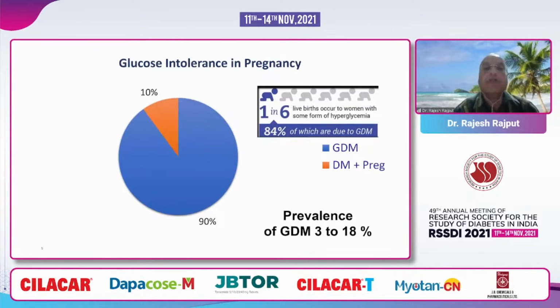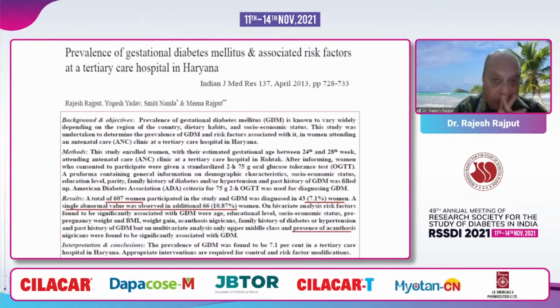There is a huge prevalence of glucose intolerance in pregnancy, but what is important to understand is that 90% of the glucose intolerance in pregnancy is because of GDM. Now we have done some of our own study from Haryana. This is a study where we tried to find out the prevalence of gestational diabetes, which we found to be around 7%, and the number of risk factors. Why I'm showing you this is because whenever we talk of prevention, first we have to understand the risk factors, only then can we talk of prevention.